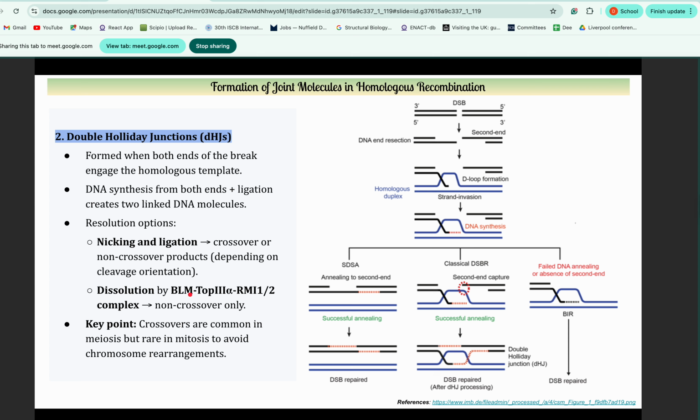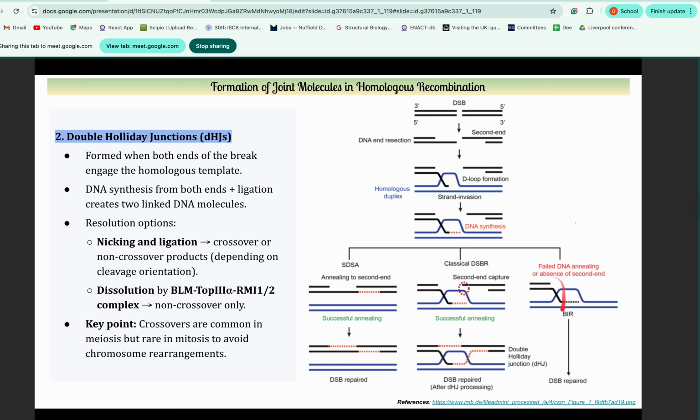So if dissolution is taking place by the BLM, TOP3 alpha, RMI1/2 complex, then no crossovers will be formed. It will simply dissolve it. It will simply remove the joint fragments which are synthesized. But if there is nicking, then it will lead to the generation of crossovers. So the key point of this double Holliday junction is that crossovers are common in meiosis, but rare in mitosis, to avoid chromosomal rearrangements.